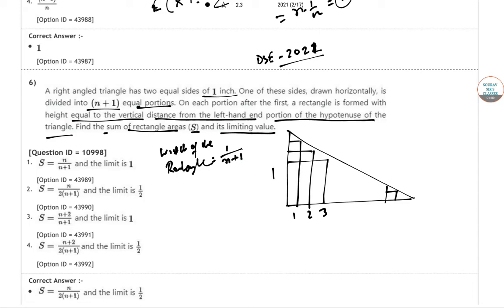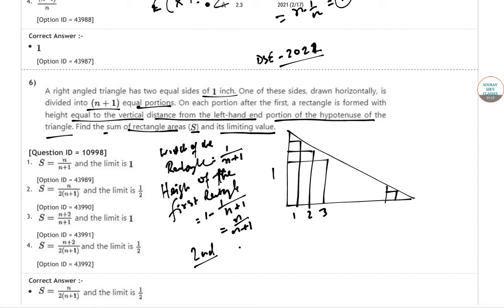Height of the first rectangle is equal to 1 minus 1 by n plus 1, so that is n by n plus 1. Height of the second rectangle is 1 minus 2 by n plus 1, so n minus 1 by n plus 1. Okay, so in that way the height of the nth rectangle is 1 minus n by n plus 1, so this will be 1 by only n plus 1.